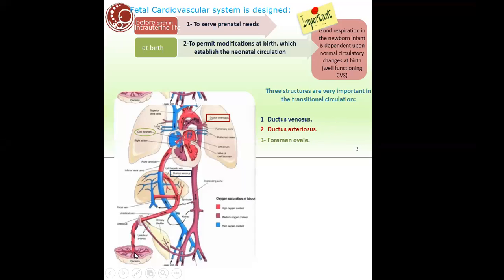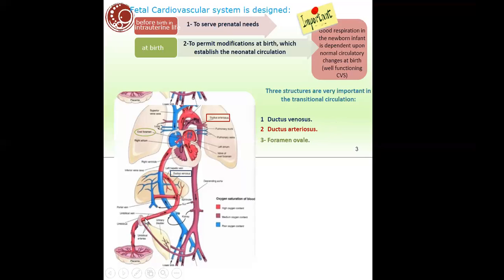Here you see this cake-shaped structure. It is the placenta. From the placenta, you see this reddish line. This one is the umbilical vein.